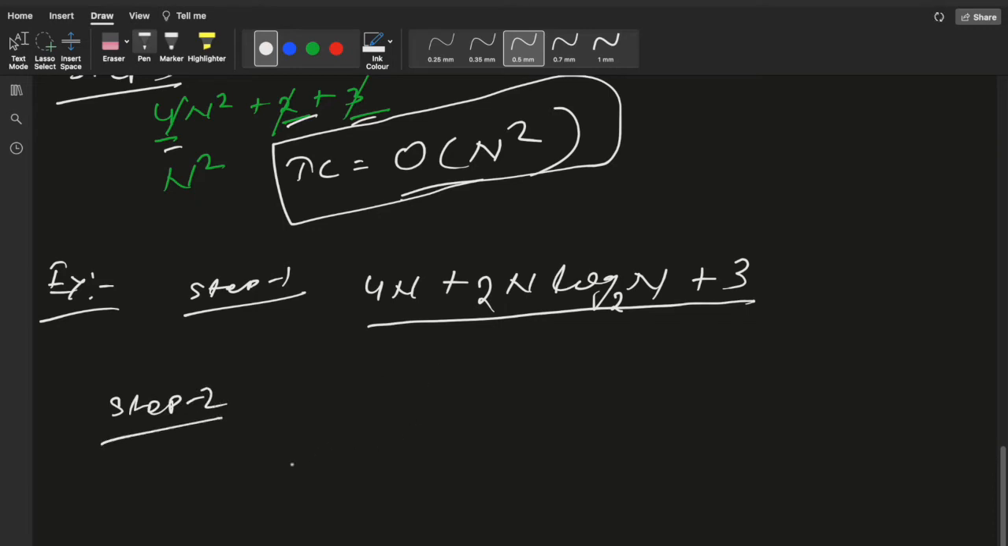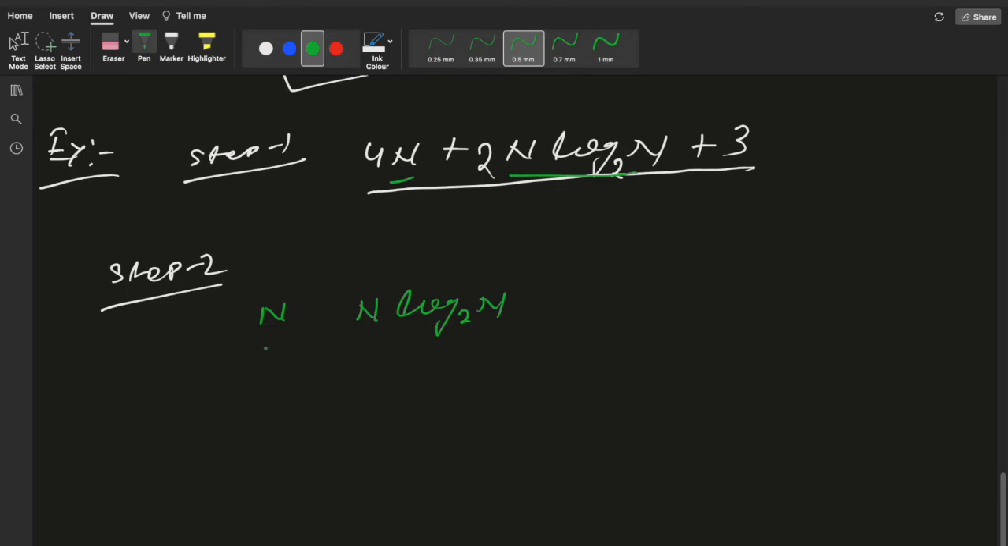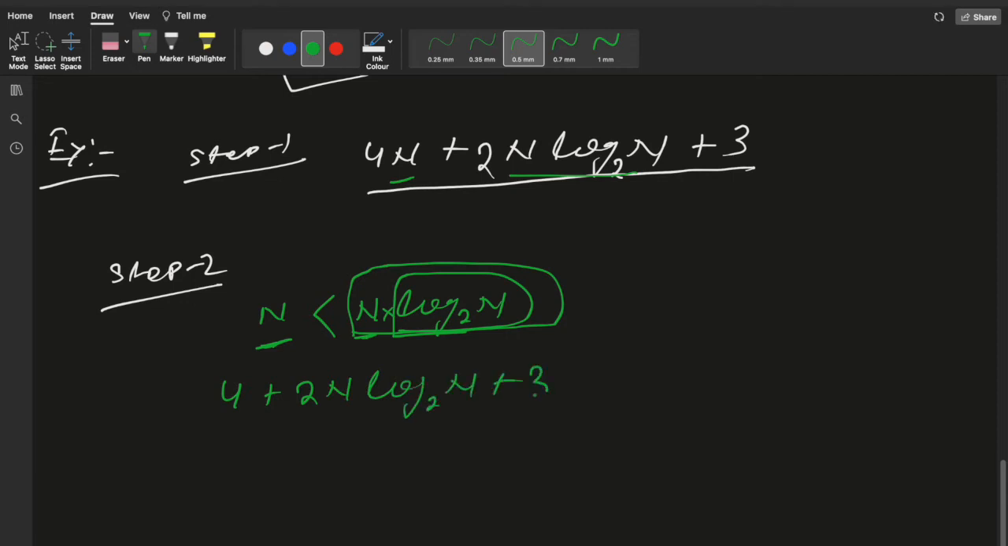I need to remove the lower order term. So what are the terms we have? The terms we have are n and n log n, right? If you observe here, we have n, and here we have n into log n. So something is multiplying with n. Obviously this value will be bigger than this, so we need to ignore n. So finally our equation will be 4 plus 2 n log n plus 3. So I ignored the n value.